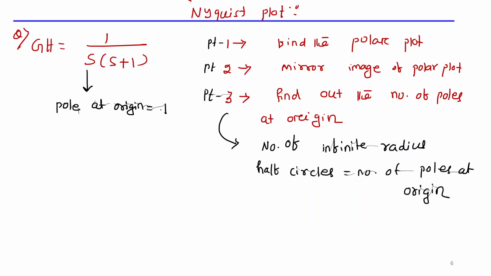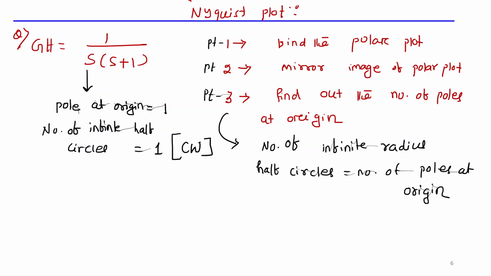It means in the Nyquist plot there is only one infinite radius half circle. So the number of infinite radius half circles equals 1, and that direction is always clockwise. Remember, the Nyquist plot direction is always clockwise. So how to solve this question? There are three things you have to keep in mind.